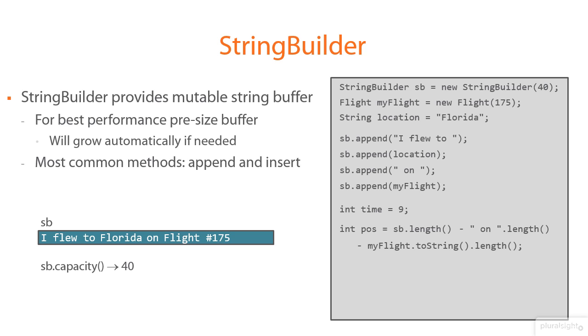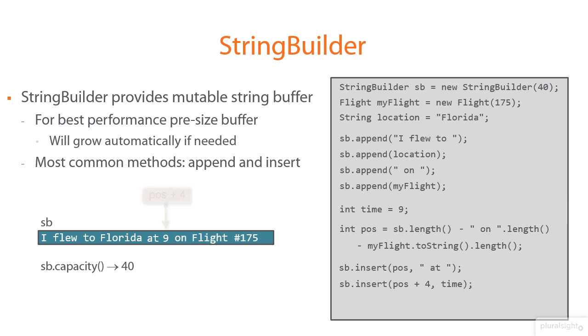So now with that, I can say something like sb.insert, give it the position, and then what I want to insert, which is " at ". What StringBuilder will do is move over that on flight number 175, and then write the at in there. And then if I say sb.insert(position + 4), and I want to add the value of time in. Right? The position plus 4 is just I want to get past that space at space. Note that time is an integer, but insert will take care of doing that conversion. So now it'll move over the on flight number 175 and write that 9 in there.